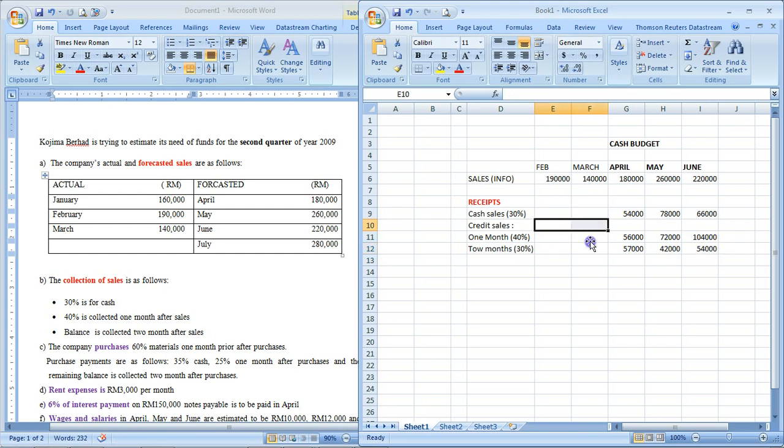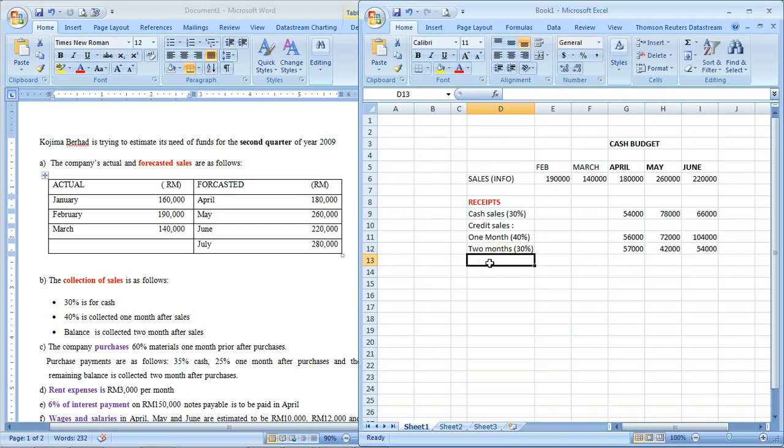Why did I do February, March, class? The reason is the question asks you to do April, May, and June only. Why did I open February, March? So it is easy for you later when you calculate April, you know your March sales. If I take May, you know your April. Same goes for 2 months. If I take April, you have to take February. That's why I open February. So it is easy for you to multiply later. Okay, this is 2 months.